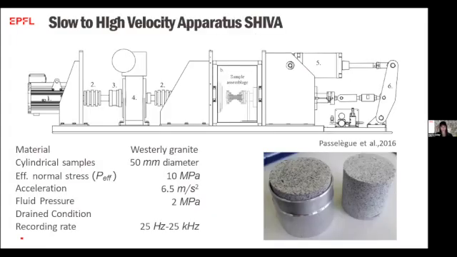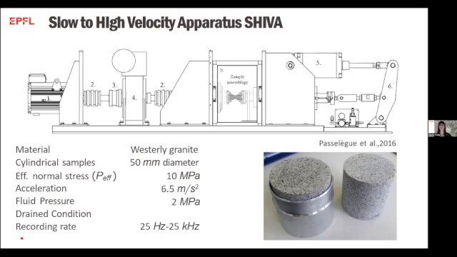So what we did is that we perform high velocity rotary shear experiments in a rotary shear machine that is called SHIVA, that is based in Rome. The machine is divided in 2 parts. The first part is the rotary part that is made of a brushless engine and that allows to spin one sample on the other. The second part is the part where we can apply the load, driven by simple hydraulic pistons, and this allows to control the normal stress.